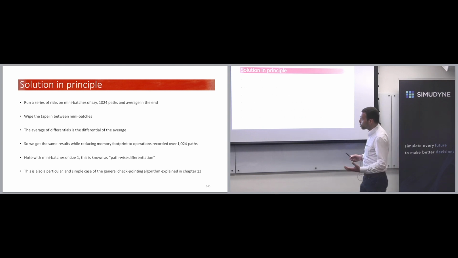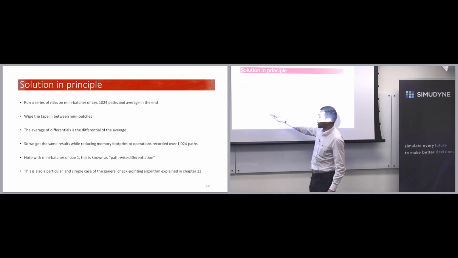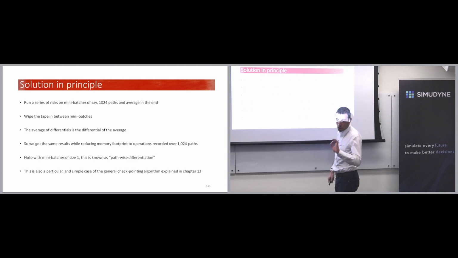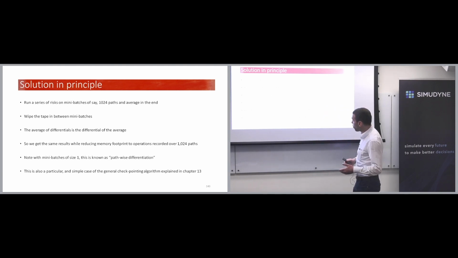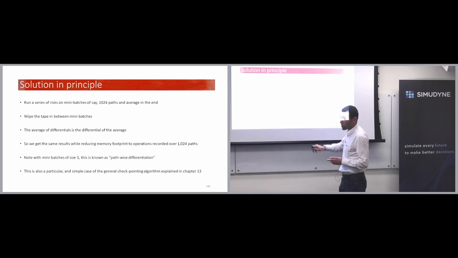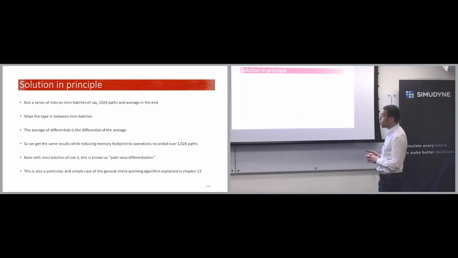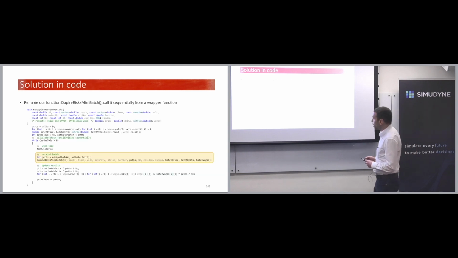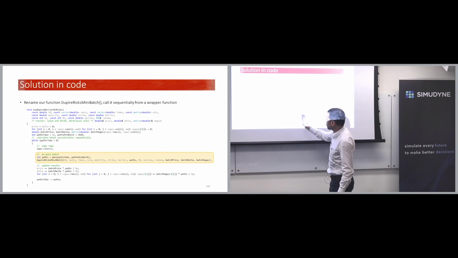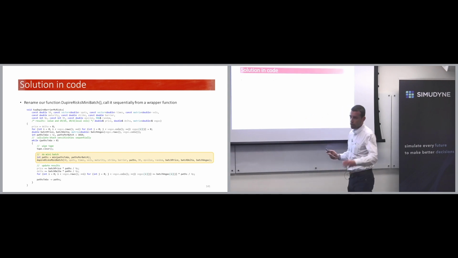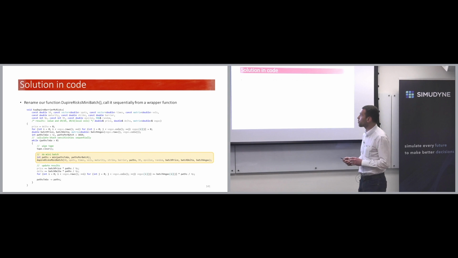And if we choose to use mini batches of size 1, so one path, differentiate one path at a time. This is a well-known algorithm called pathwise differentiation. This is actually what we generally apply in production. And this is also a particular and simple case of a general checkpointing algorithm, which is important due to memory consumption with AAD and fully explained in chapter 13. And this is the solution in code, right? We differentiate in mini batches, and in the end, average over the mini batches.